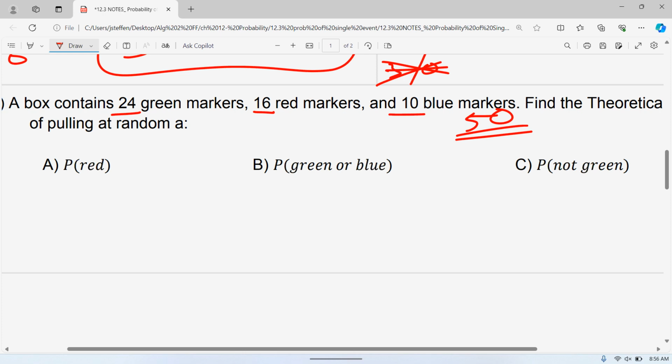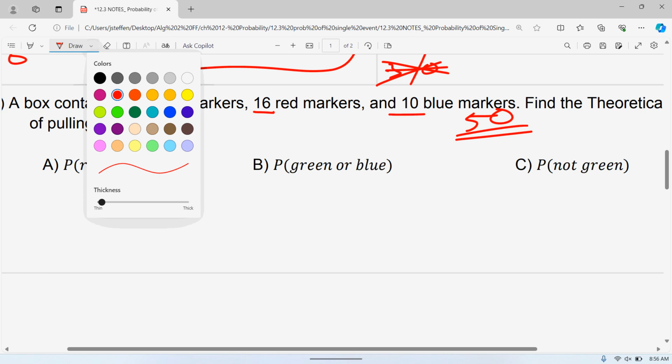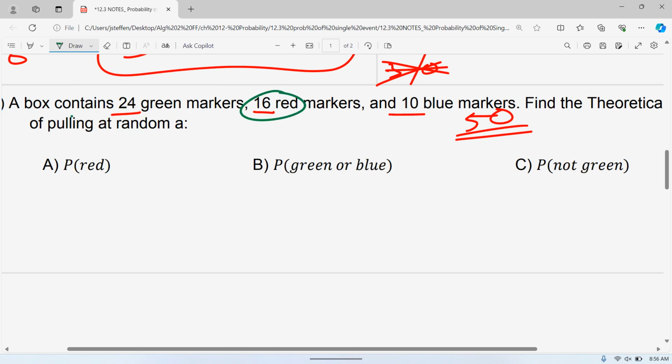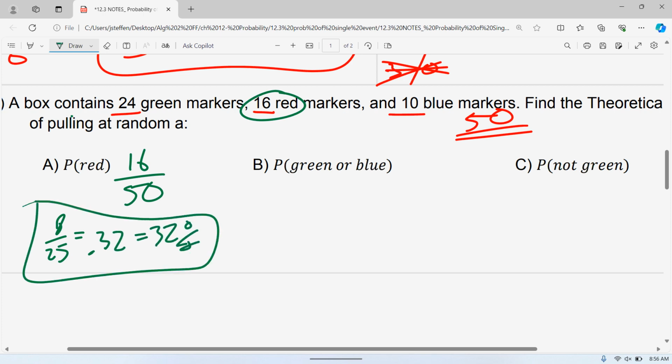Probability that if I pick a marker out at random that it is a red marker. Well, again, what do you want? A red marker. There's 16 of those out of the total. And again, from here, you can do whichever way you want, a decimal or a fraction. Ends up being 8 over 25, which is the same thing as 0.32, which is 32%. Again, I do not care which one you use, whatever's easiest. Personally for me, I'm lazy, so I usually use my calculator instead of reducing a fraction. But that's just me.